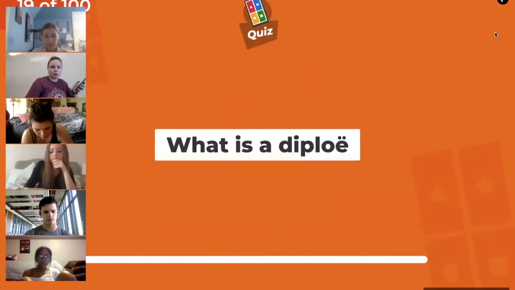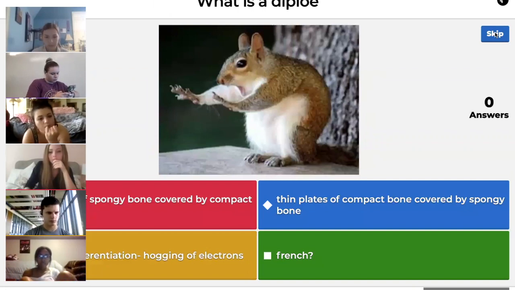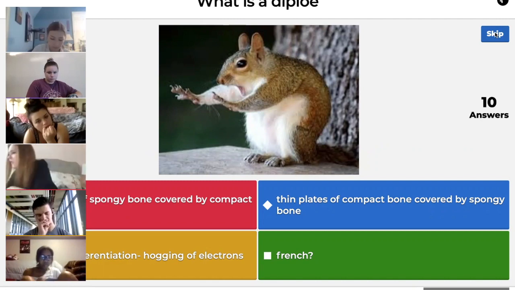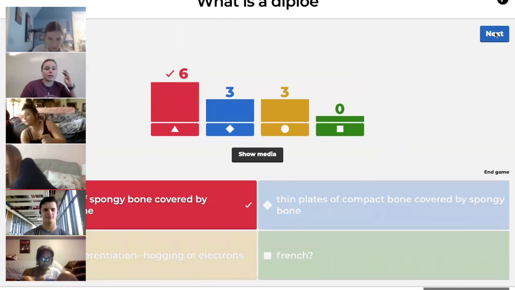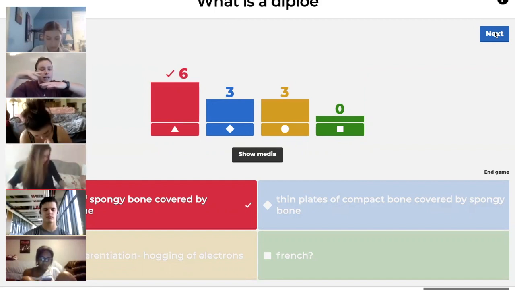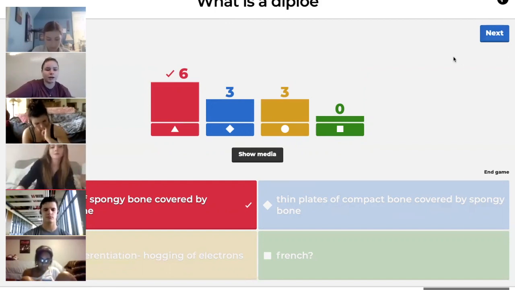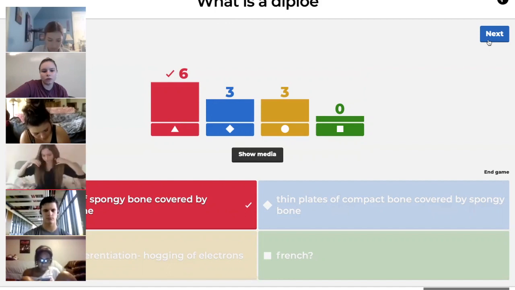What is a diploe? Okay, cool. So it's pretty much like a sandwich of spongy bone covered by compact bone. So if we're making this sandwich, our bread is the compact bone, and then our PB&J or whatever we're putting in our sandwich is that spongy bone between. Okay, and this is in the short, flat, and irregular bones.